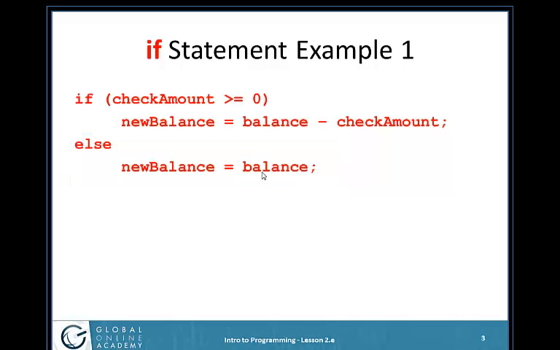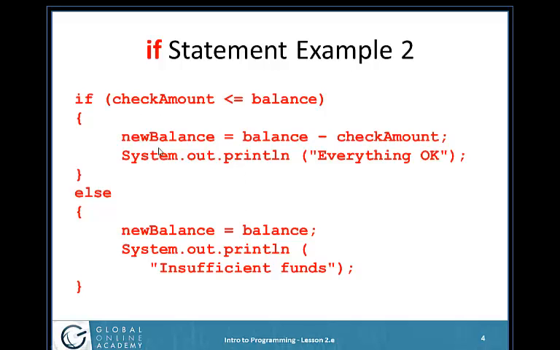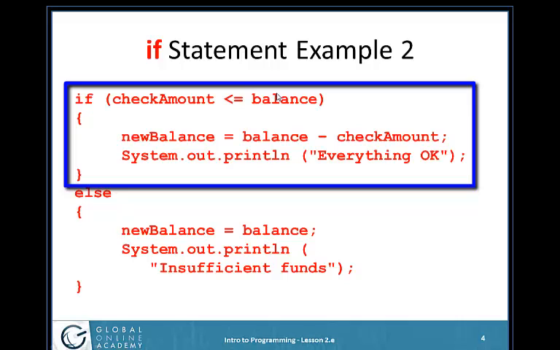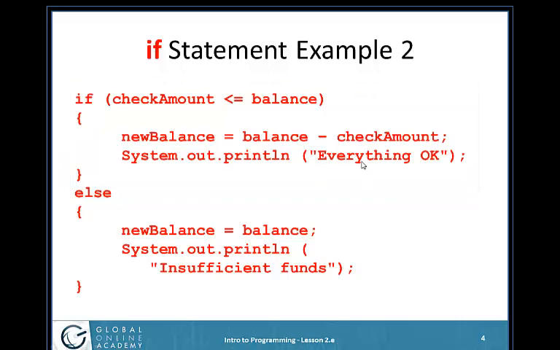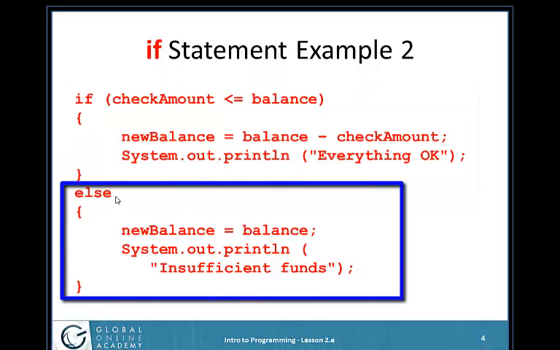Well, that's pretty useful. Suppose we wanted to have more than one thing that we do. If the check amount is less than or equal to the balance, we make the new balance equal to the original balance minus the check amount, and maybe we print out a message saying everything's okay. Else, if the check amount wasn't less than or equal to the balance, we just set the new balance equal to the current balance and print out a message, hey, you don't have enough funds to cover this.